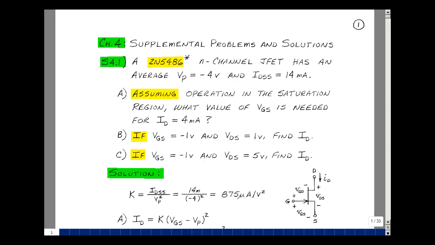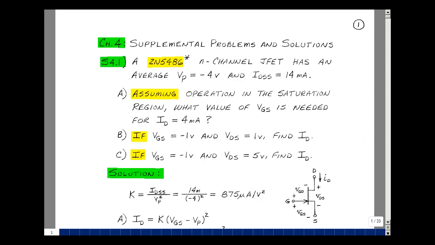This lesson deals with supplemental problem 4.1. You can find this problem in the ECE302 ebook in the Chapter 4 Supplemental Problems on page 1. In this supplemental problem, we're going to take a look at a 2N5486 N-channel JFET, and you can find the data sheet for this in the Motorola Semiconductor Data Library, Volume 2 of Discrete Products, Series A, on page 2-176.